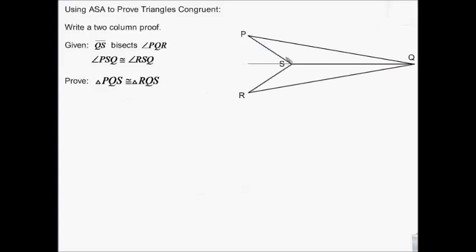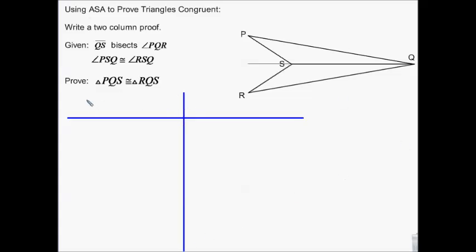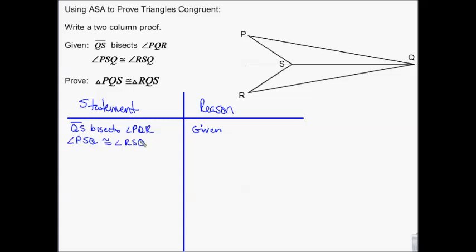Alright, so I'm going to prove these two triangles are congruent using angle side angle. So I have statements and reasons, and I start always with the given. So QS bisects angle PQR, and then I have angle PSQ is congruent to angle RSQ.